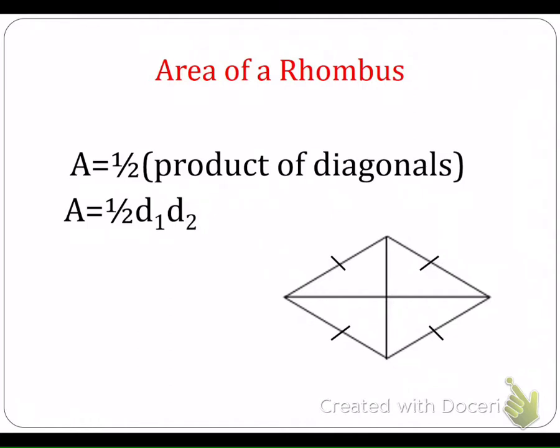We just discussed that D1 and D2 are both the diagonals. Diagonal 1, diagonal 2. Multiplication is commutative, so it doesn't really matter which one you designate as 1 and 2. You just multiply the diagonals together, multiply it by 1/2. Now, multiplying by 1/2 is the same thing as dividing by 2. So you could just do diagonal times diagonal and divide by 2.